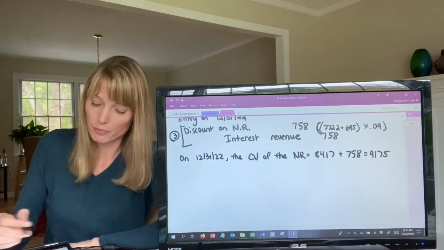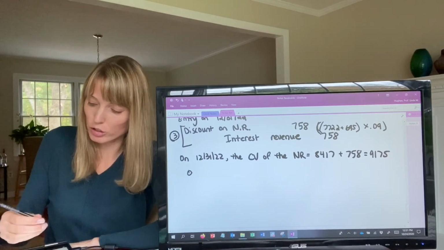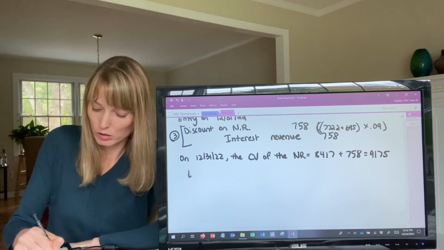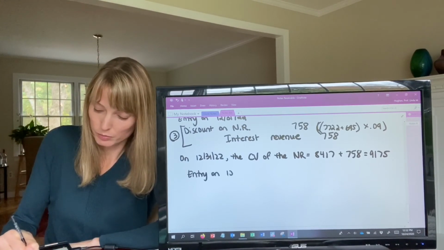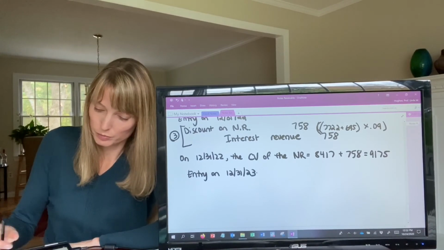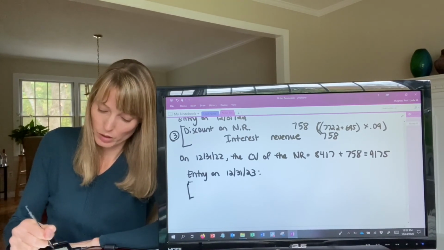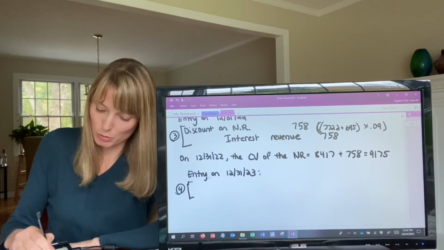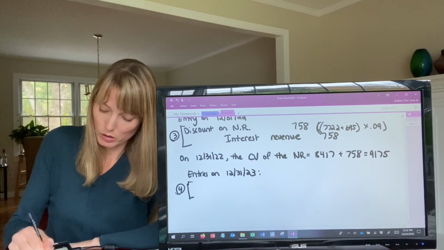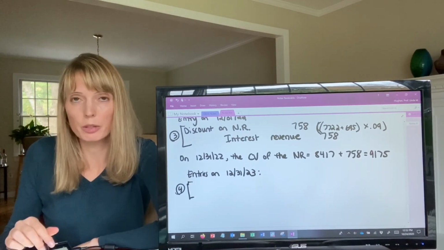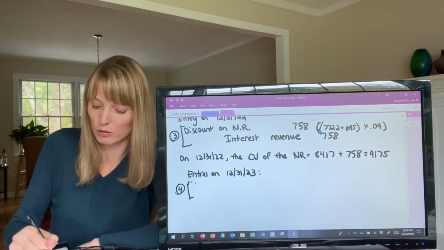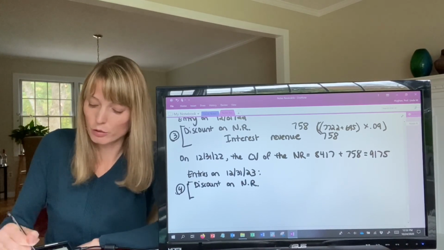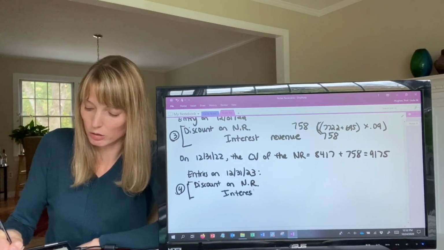Let's book that entry. So the entry on December 31st, 2023. Here we're going to have two entries actually. So let me say entries, because the note is going to mature. But the first entry will be to amortize the remaining discount on the note receivable and record the last interest revenue on this note.